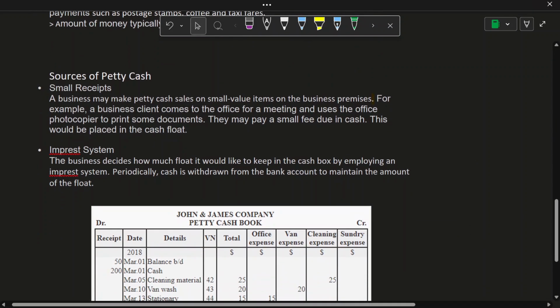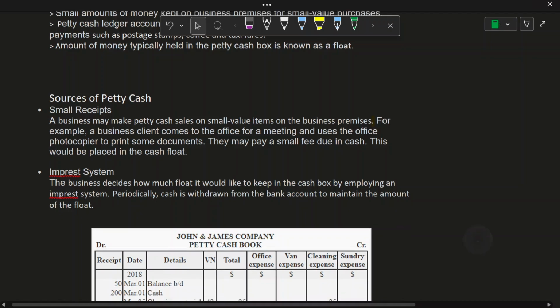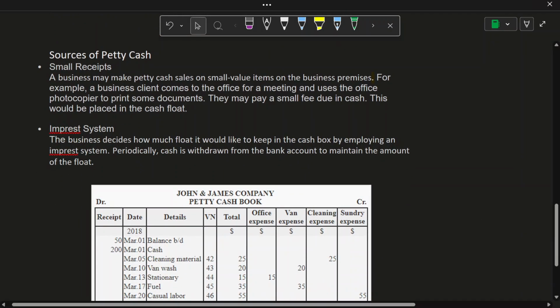And the second source of petty cash is the imprest system, which is maintained by the business. The imprest system basically means your business holds a fixed amount of petty cash in the petty cash box, and that amount is used up by the employees for those small sundry expenses. And at the end of the period, or at the end of the month, the petty cash is restored to the fixed amount that the business maintains.